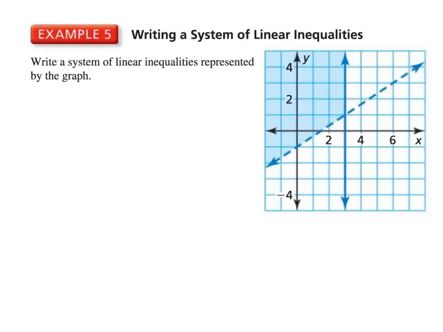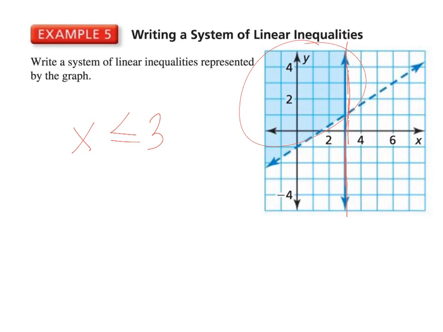All right, and the last example. Write a system of linear inequalities represented by the graph. Okay, once again. Here we have a vertical line. And what are all the x values? They're all 3. So x is something to 3. It's going to be less than, because we're shaded on the left side over here. And it's equal to, because the line is solid.